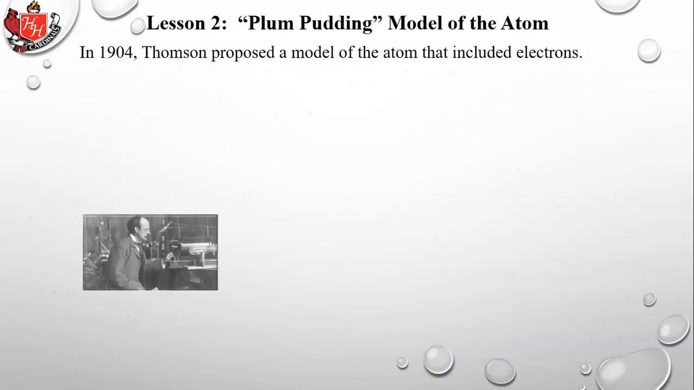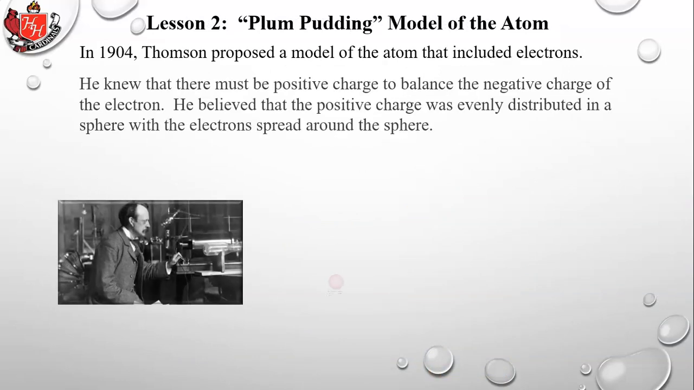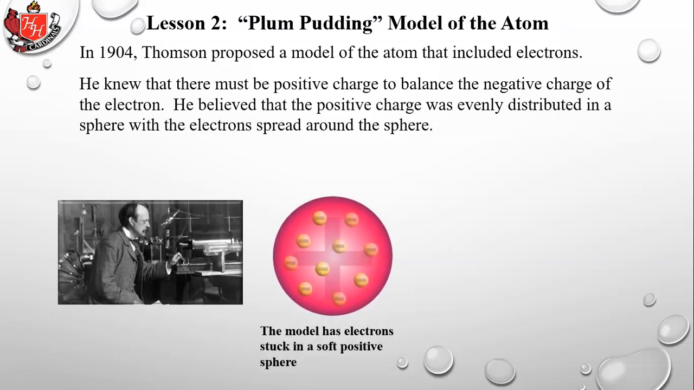In 1904, Thomson proposed a model of the atom that included electrons. He knew that there must be a positive charge to balance the negative charge of the electron. He believed that the positive charge was evenly distributed in a sphere with the electrons spread around the sphere. If you see that pink image right there, you can think of it as a big ball of positive charge. The positive charge was in no particular place. It was just spread out throughout that big ball.